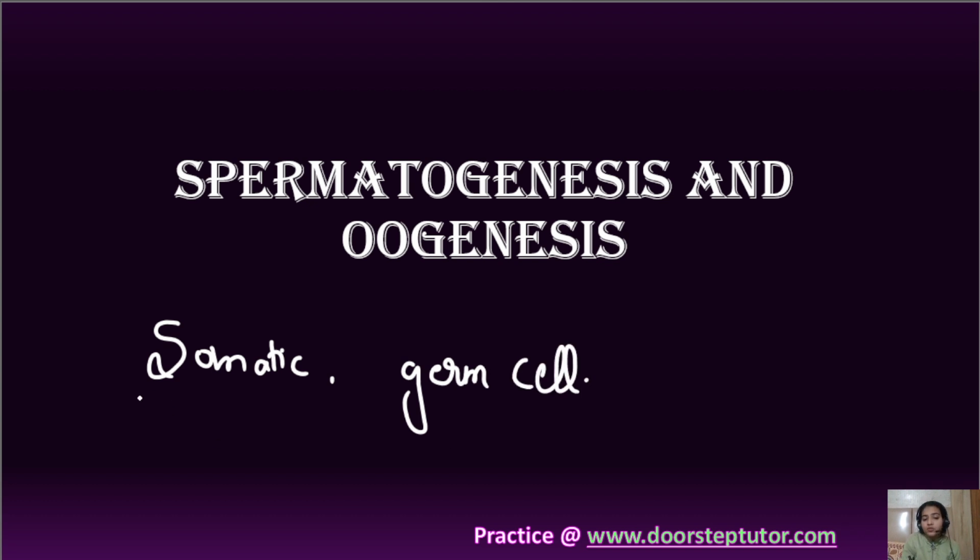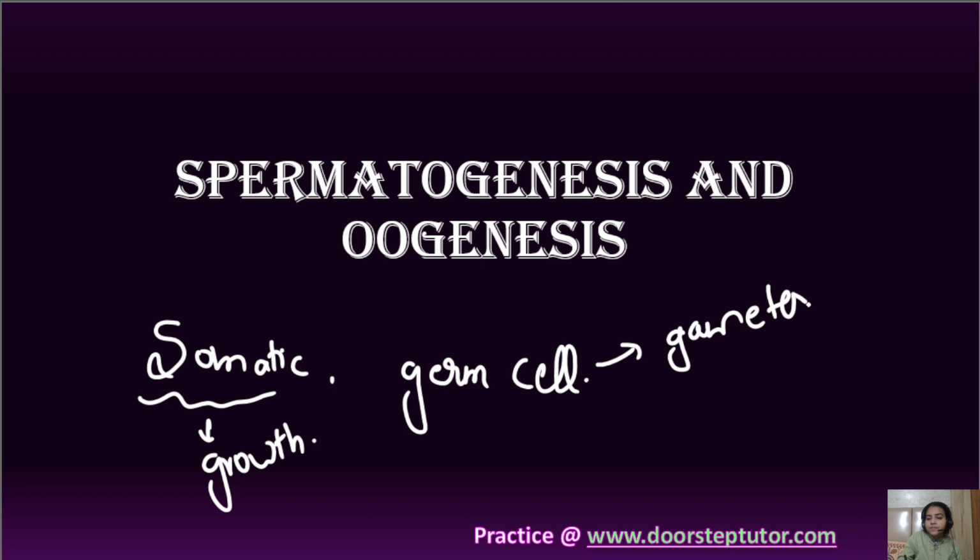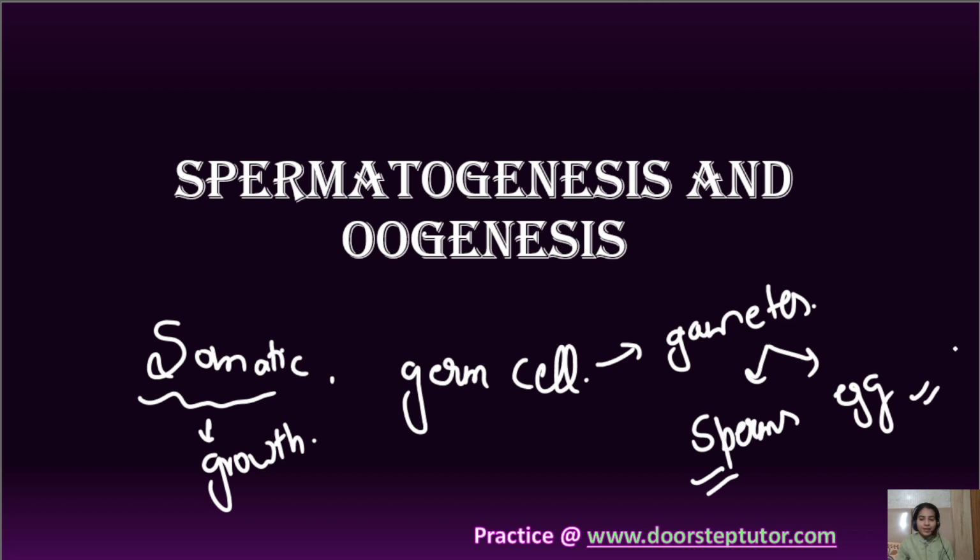Now, the somatic cells are those cells which are responsible for growth, and these are basically normal cells, while the germ cells are those cells which are responsible for the formation of gametes, and these gametes are sperms and egg. Sperms are produced in male while eggs are produced in female. Now we are going to discuss spermatogenesis and oogenesis.